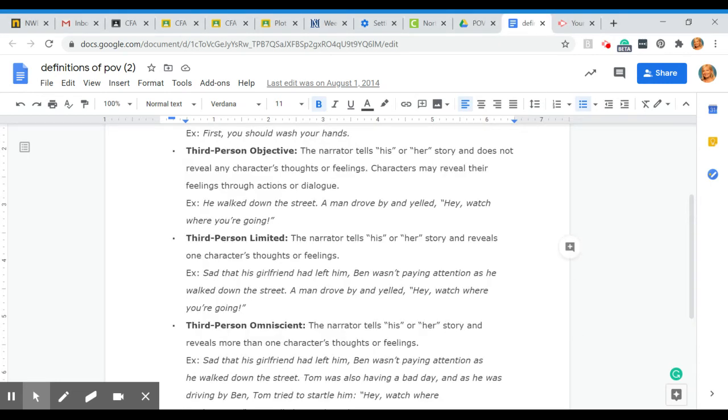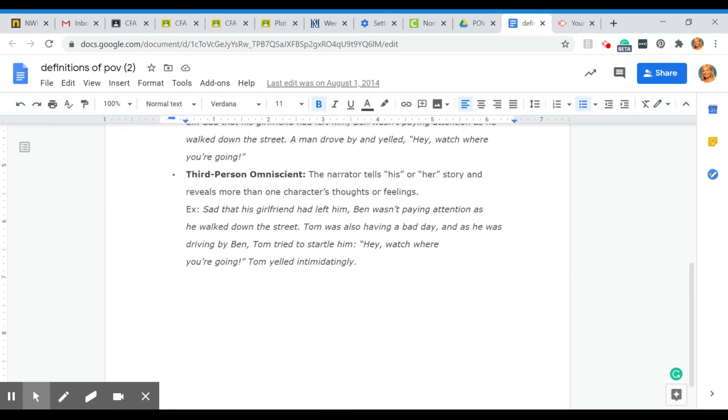Okay, and so just adding a few words, see how that changes that? So in the first one, it's basically the same thing, except for we don't know any thoughts or feelings. This one, we do know that Ben was feeling sad. He was sad that his girlfriend left him. That is a feeling. Okay, so that makes it limited. We only know what Ben is thinking.